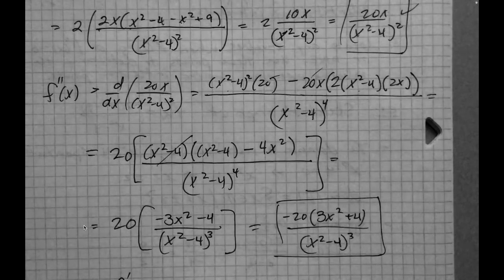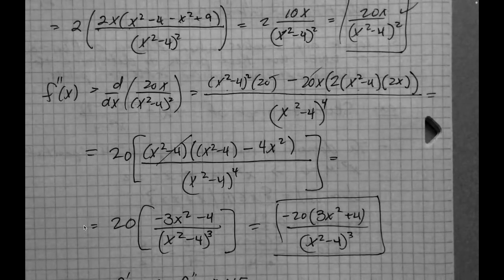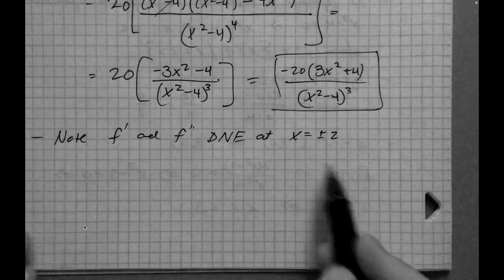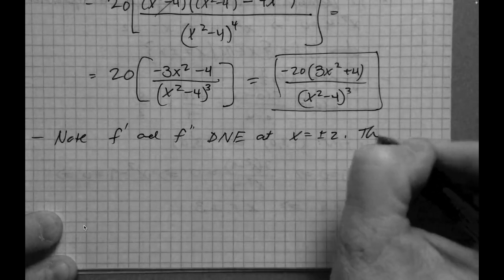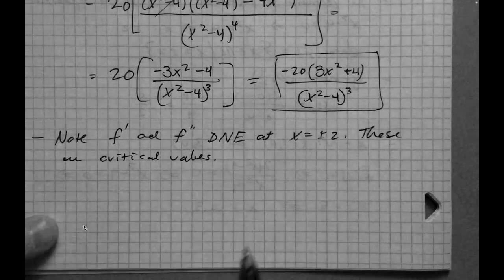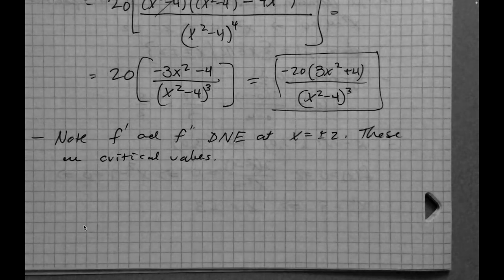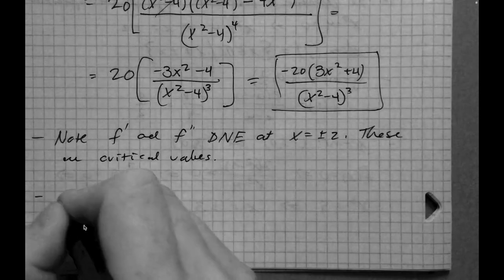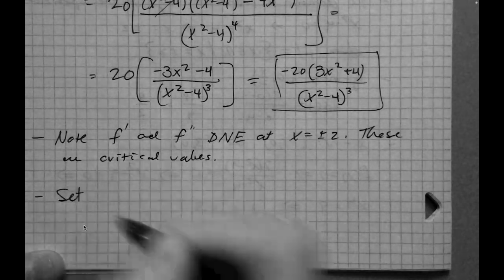F prime and F double prime do not exist at x equals plus or minus 2. Okay, so that's the case with the first and second derivative. So we would note that these are critical values, right? Because that's where you're going to frequently find asymptotes or extrema, potentially. Okay, and so then let's find the rest of the critical values.